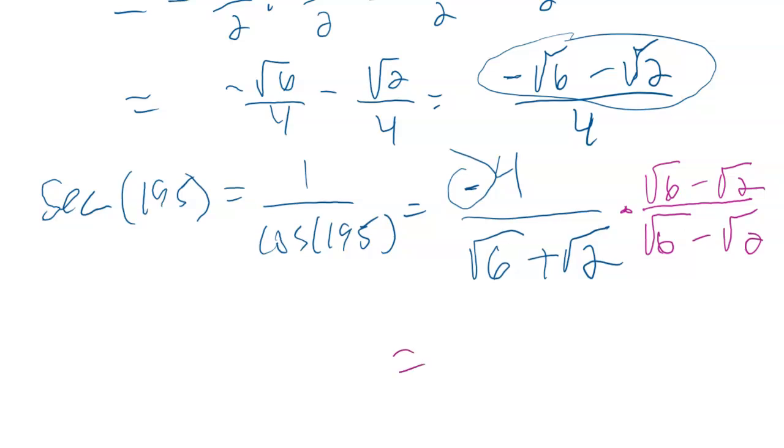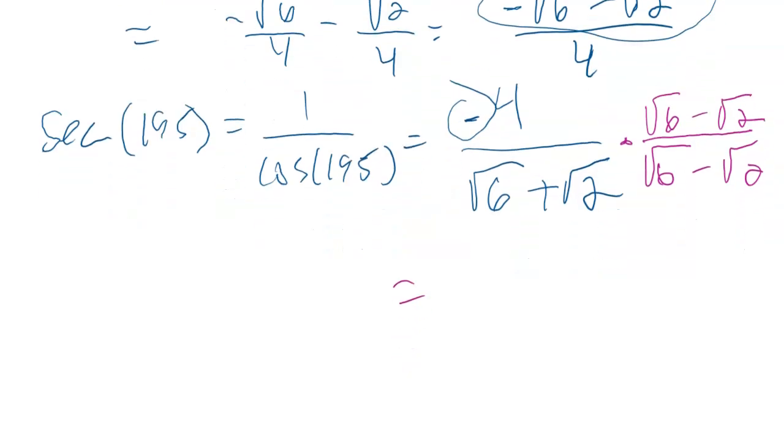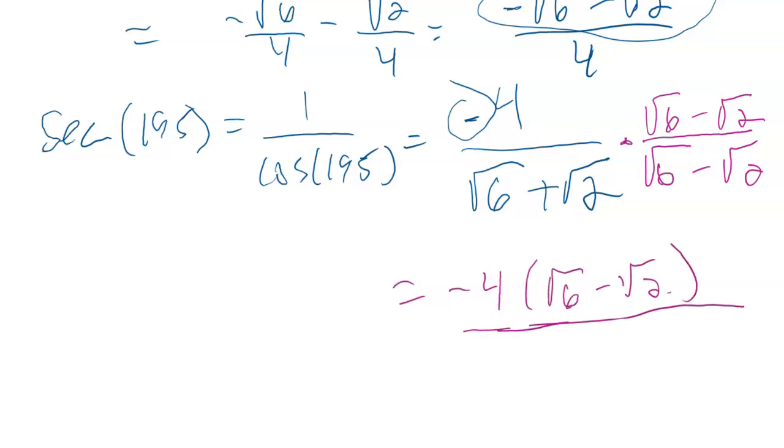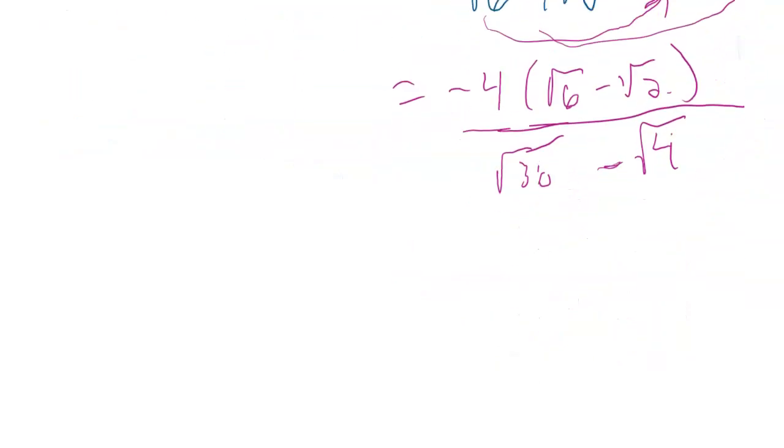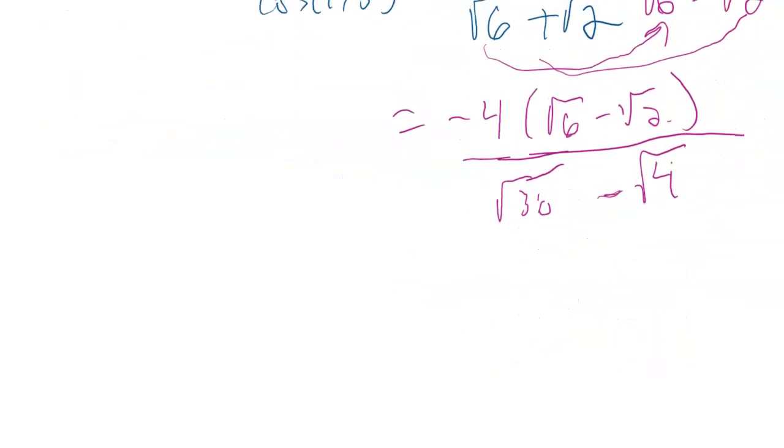And this homework is going to turn into a long homework. So this is negative 4 times radical 6 minus radical 2 all over, and then down here, you're going to get the square root of 36 minus the square root of 4. There we go. And the square root of 36 is 6, and the square root of 4 is 4.